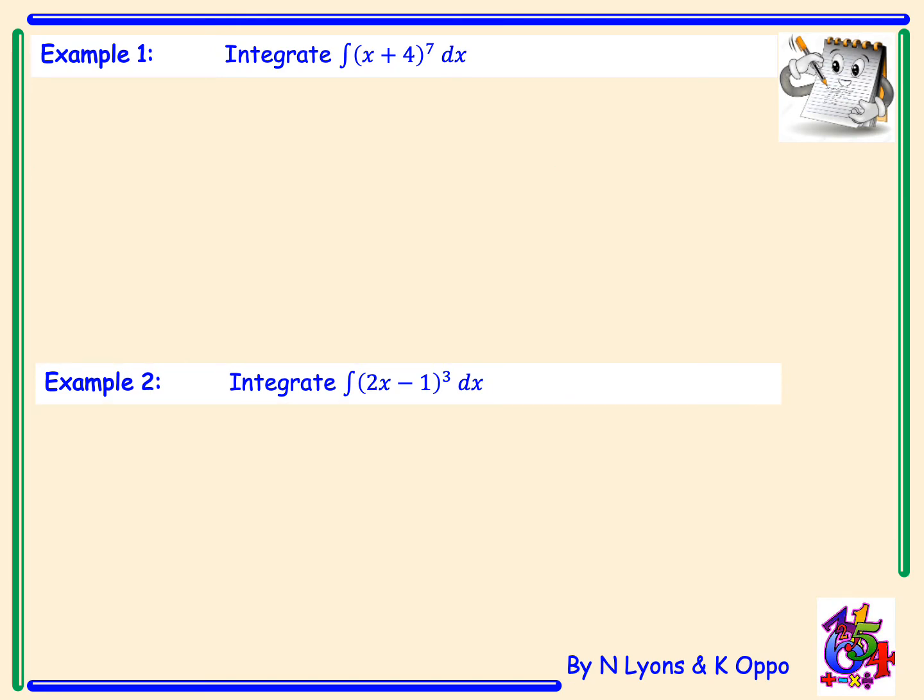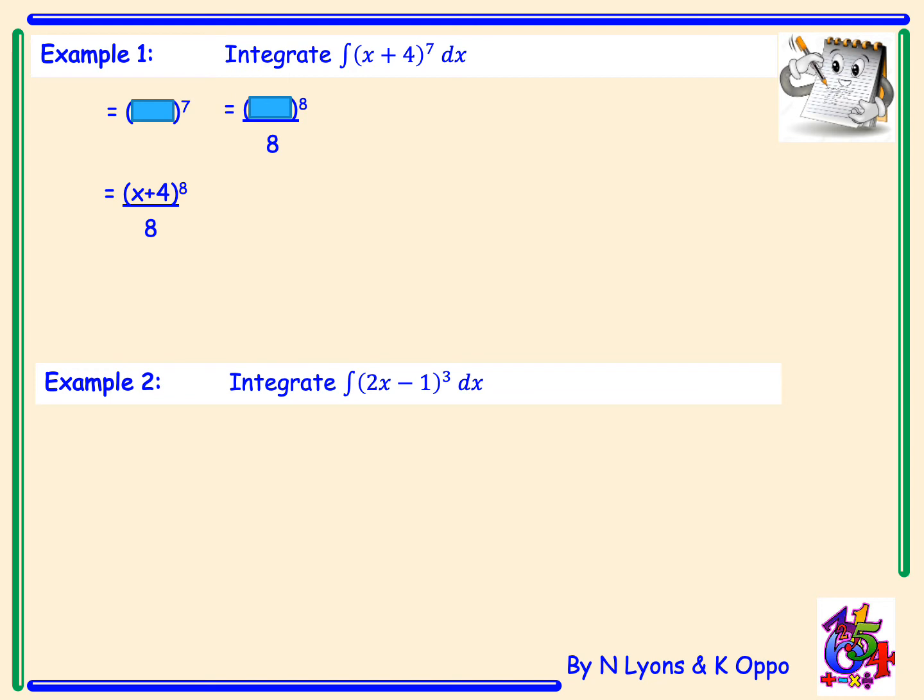Example 1. We have to integrate x plus 4 to the power of 7. So if we write that down, and if we ignore the fact there's an x plus 4 inside the bracket, I'm going to integrate outside this bracket first of all. So I'll add 1 to the power and divide by that power. So that'll be the bracket to the power of 8, all divided by 8.